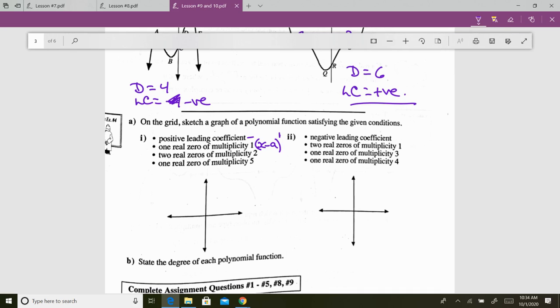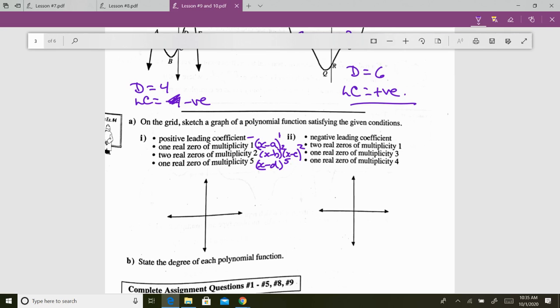We have two real zeros with a multiplicity of 2. So 2 different zeros. That means we have an x minus b and an x minus c. They both have multiplicities of 2. So put 2, 2. And then we have one real zero of a multiplicity of 5. So that's going to be an x minus, I'll just use d, to the 5.